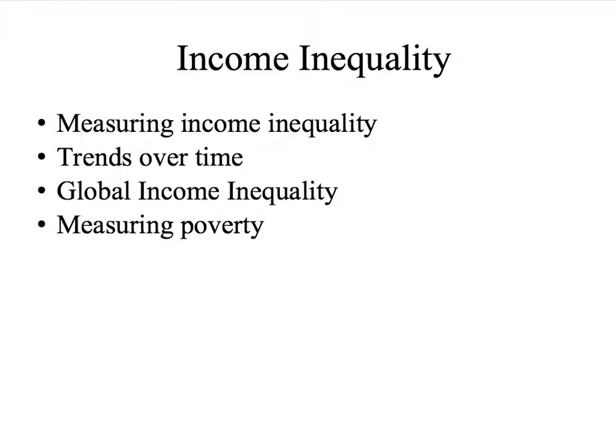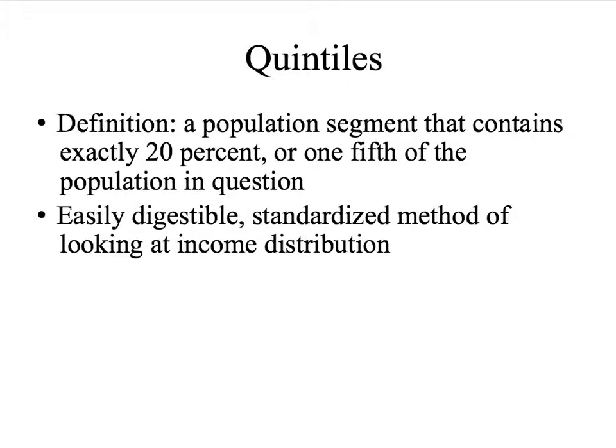So, like I said, we're going to look at how we measure income inequality with the Gini coefficient and Lorenz curves, and then we're going to look at trends over time globally, and then we're going to talk about how we measure poverty. So first, let's start with quintiles. Quintiles are a population segment that contains exactly 20% of the population. You could do quartiles, you could do deciles, but quintiles are used most frequently just because it's a standardized method that's easily digestible, and so it's how we tend to look at the income distribution.